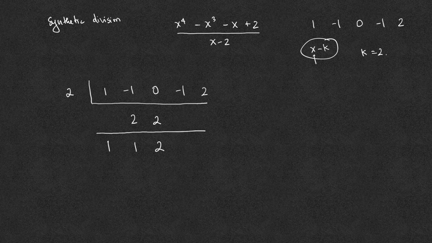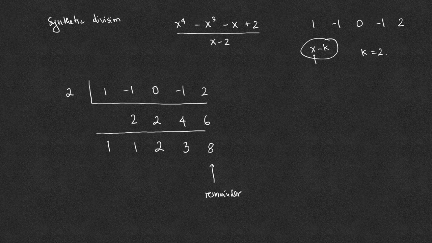0 plus 2 is 2. Take the 2 and multiply by k, and then write the result in the next column. 2 times 2 is 4. 4 goes into the next column. And then add the numbers in that column, which is now 3. Repeat. 3 times 2 is 6. Write 6 in the next column. And then add 2 plus 6, which is 8. And then we stop. The last number in the last row will give us the remainder.